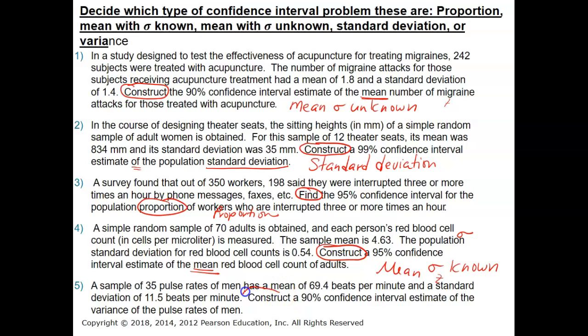And then the last one, we're going to construct a 90% confidence interval estimate of the variance. So this is going to be a variance type problem, so it's going to be done with the chi-square distribution. So numbers 2 and 5 would be done using the techniques that we learned today. Numbers 1, 3, and 4 would be done using techniques that you were tested on already. So that's showing you the difference between the different types of confidence intervals.